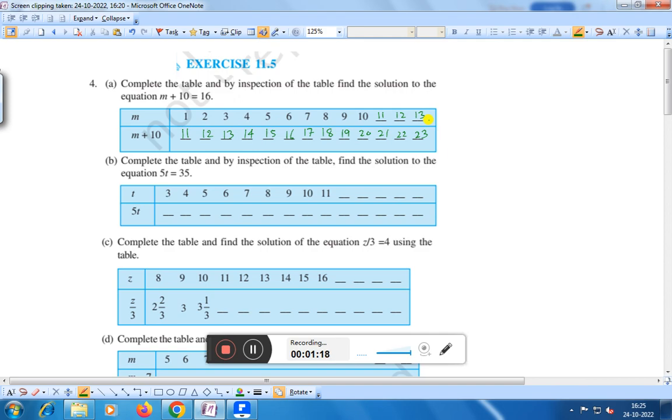Complete the table and by inspection of the table find the solution to the equation m plus 10 is equal to 16. Here you see m plus 10, when m equal to 6, this value is the solution of the equation. When the right hand side is 16, the left hand side and right hand side are the same. Therefore, we can say that m equal to 6 is the solution of the equation.